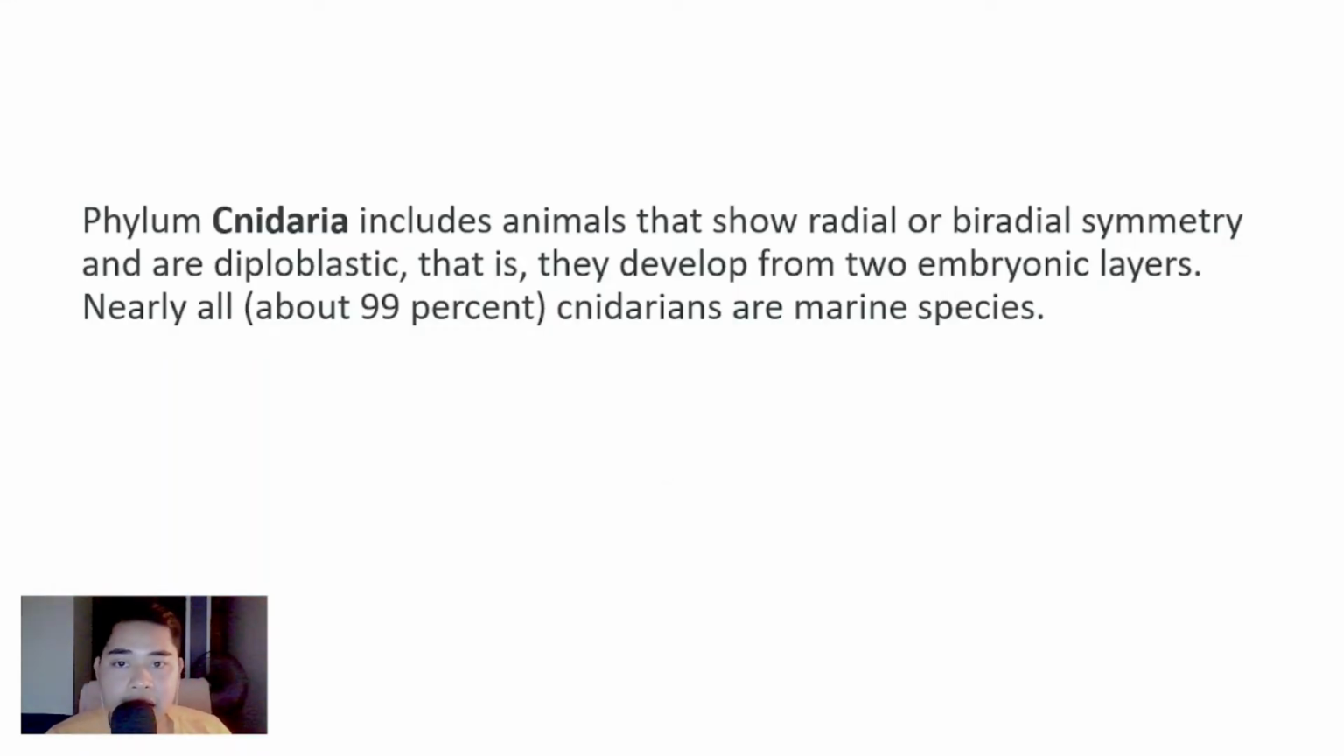So phylum Cnidaria includes animals that show radial or biradial symmetry and are diploblastic. This means they develop from two embryonic layers. Nearly all, about 99% of cnidarians are marine species, so most of them could be found in the ocean.